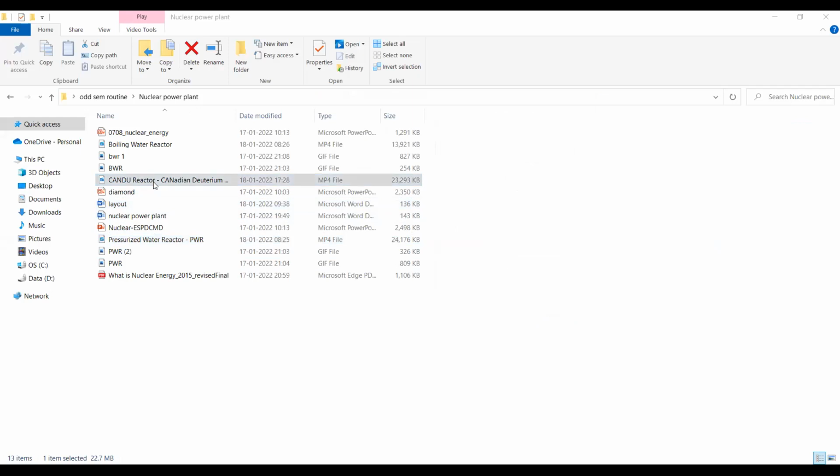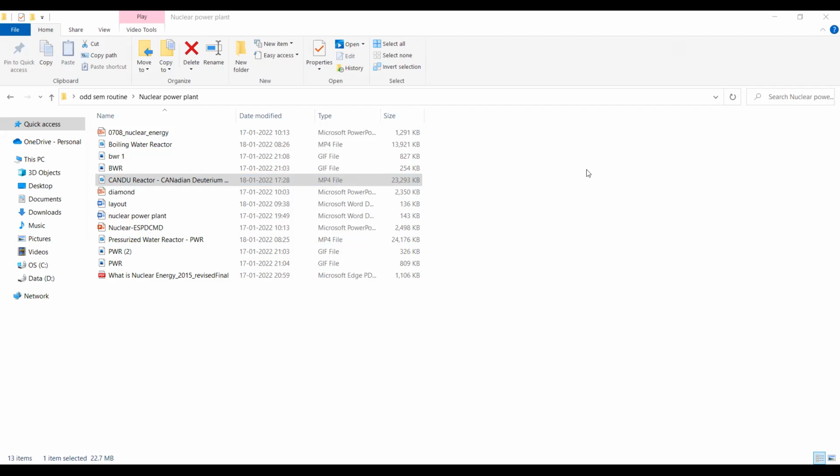The first 3 digits indicate Canadian, and the D is given as Canadian deuterium uranium.